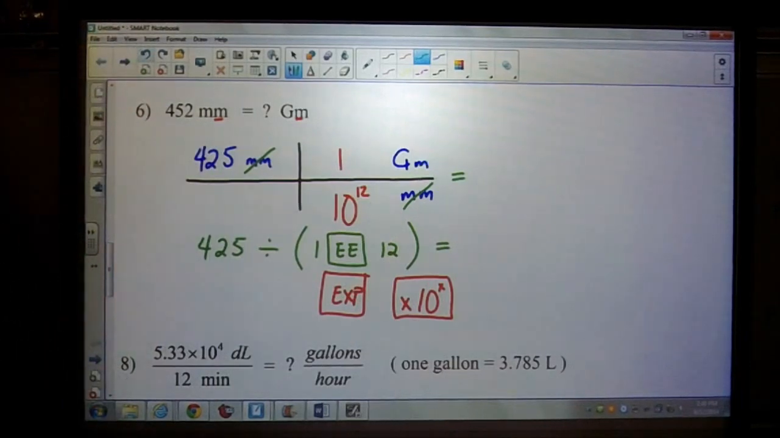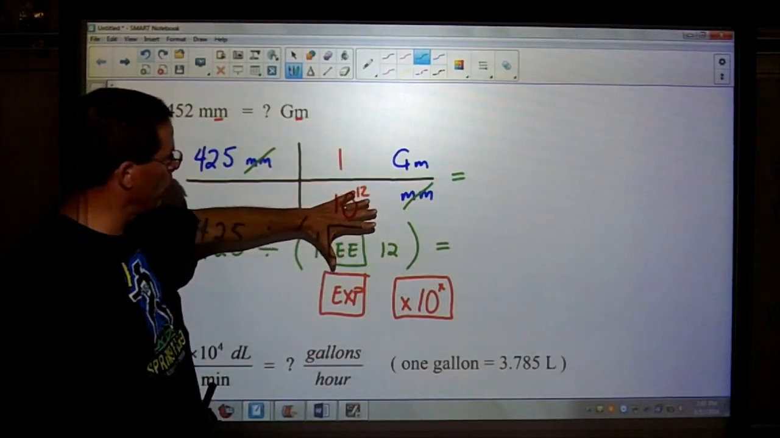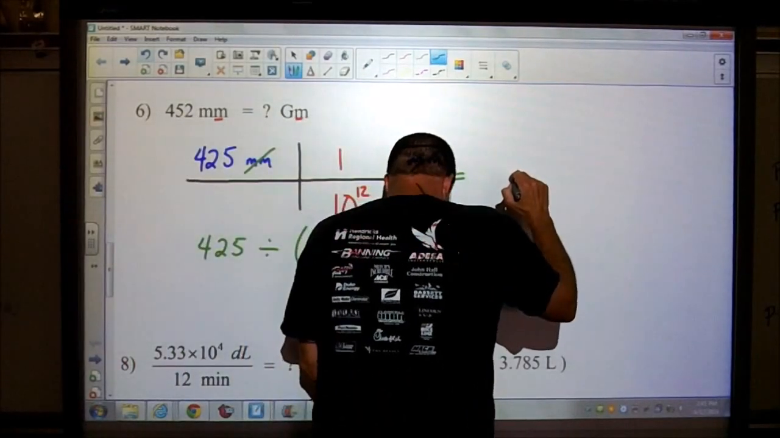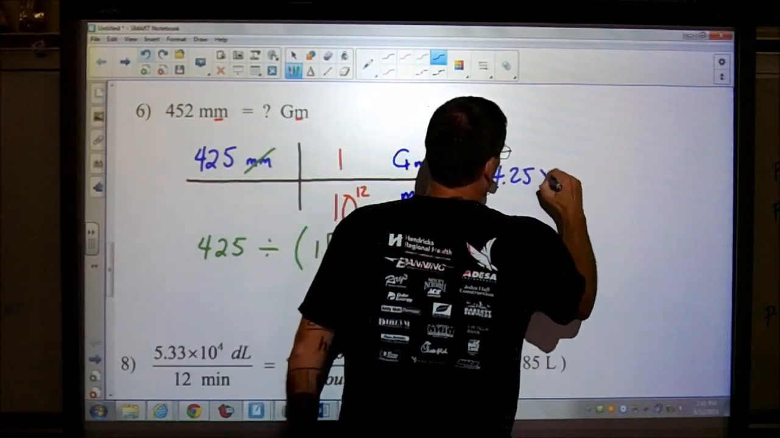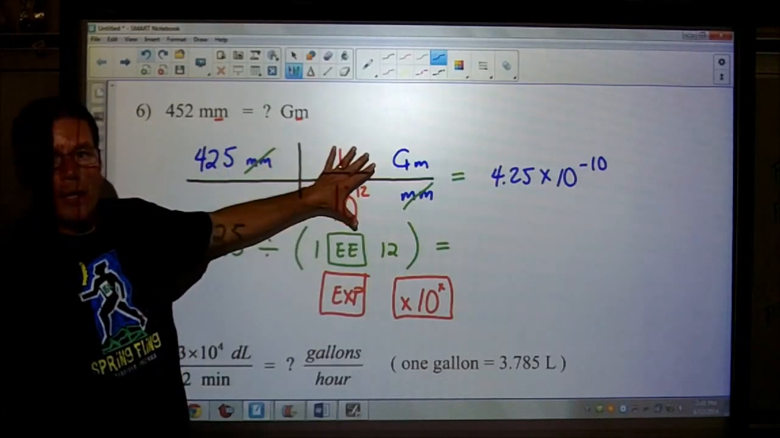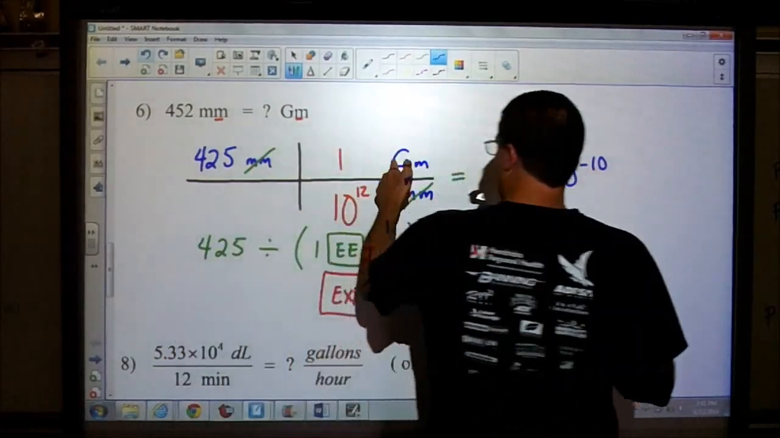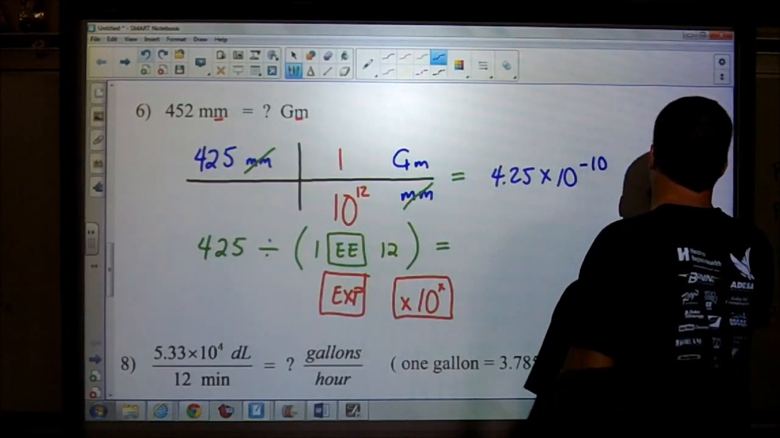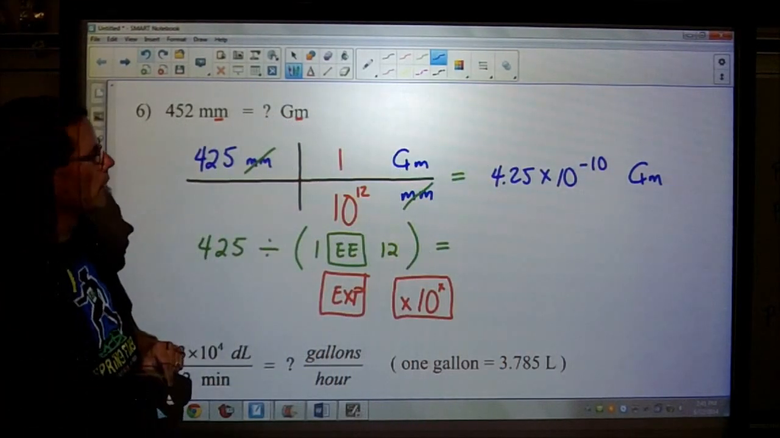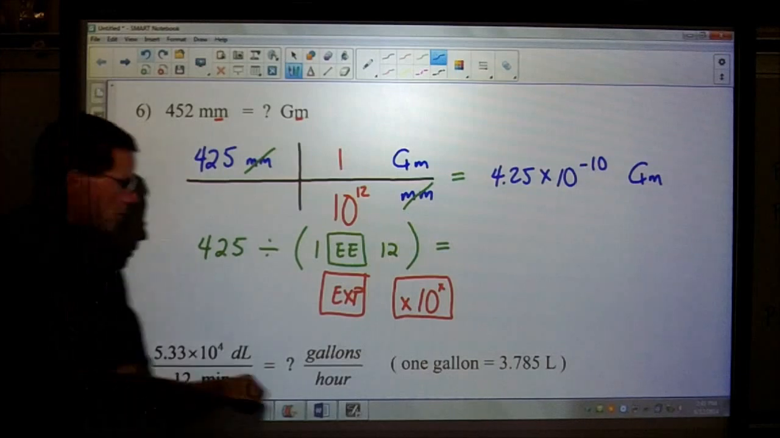Okay, so let's get a number here. And this number should be small since the 10 to the 12 is on the bottom. And my calculator says 4.25 times 10 to the negative 10. Okay, so even though you do not want a negative exponent within your work, you may have that as your answer. And since our unit is gigameters, make sure you represent it as such. Okay. So 4.25 times 10 to the negative 10 gigameters in 420 or 452. Whoa! I typed the wrong number in there. Sorry.